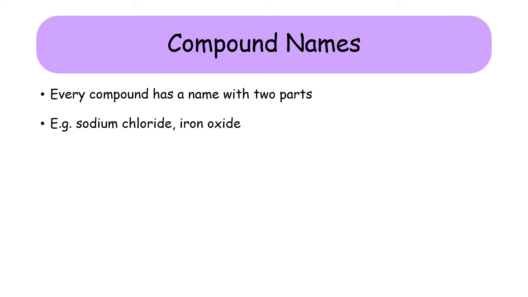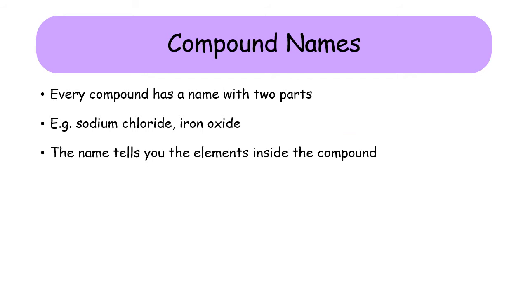So for example, sodium chloride, two parts. Each part tells you one of the elements inside it. Iron oxide, each part tells you one of the elements inside it. So sodium chloride. Well, the sodium part tells you that there is sodium inside it. The second part of the name, ignore the ending IDE and just look at the first part of that word. We see that it is chlor, and all you need to do is look for an element that starts with the same few letters, and that element is going to be chlorine.